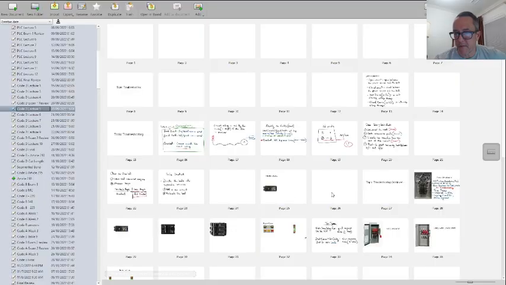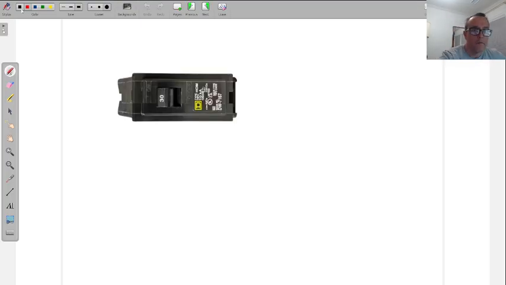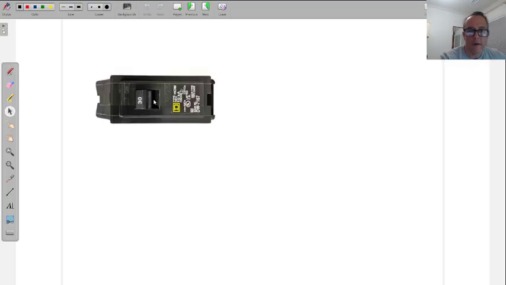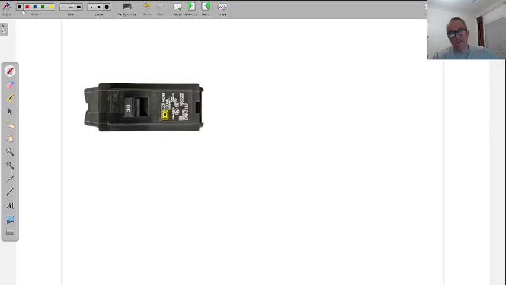All right, so we have 3 different types of breakers. I'm going to go one by one for each breaker that we have. This might seem simple if you know about breakers, but I do want to make sure everybody understands everything about all of these devices because they're important for you guys to know.